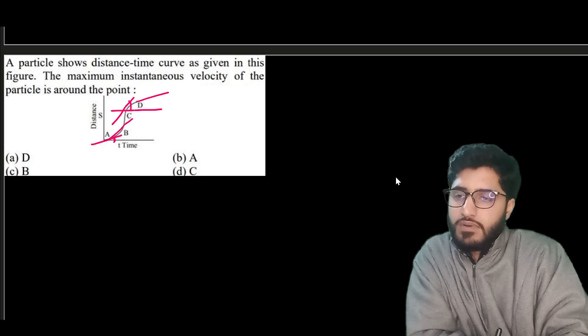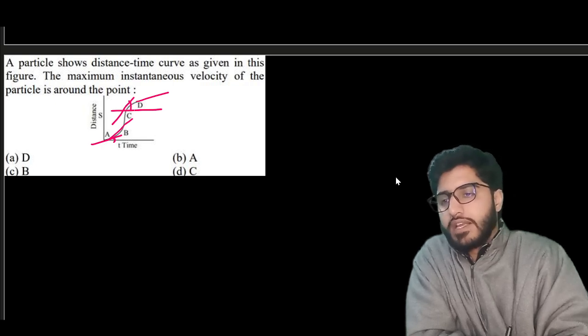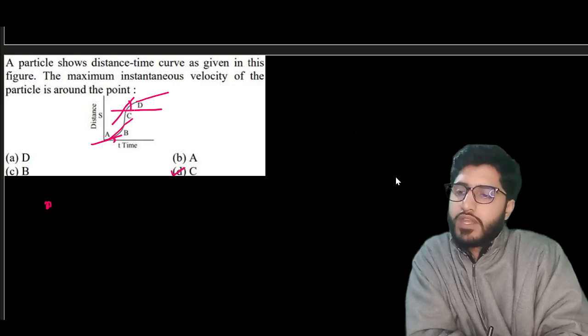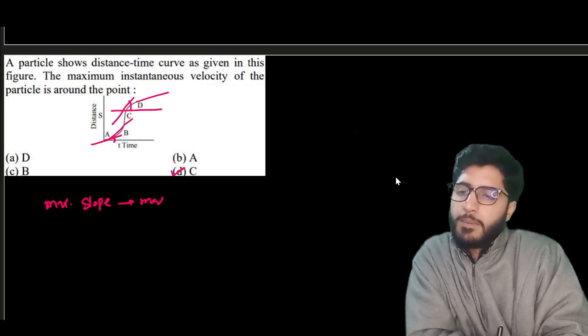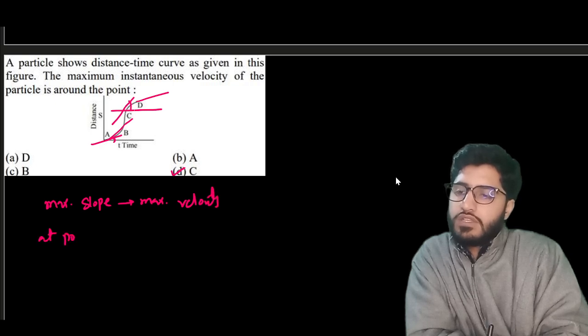If you can see from here, the theta for D is maximum. No, C is maximum. It is a straight line, something like that. Yeah, it is maximum, right? So I guess option C, maximum slope. So you can write maximum slope, maximum velocity. So at point C, theta is max.